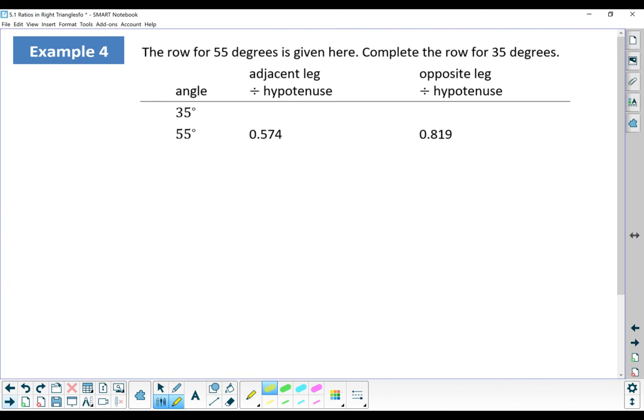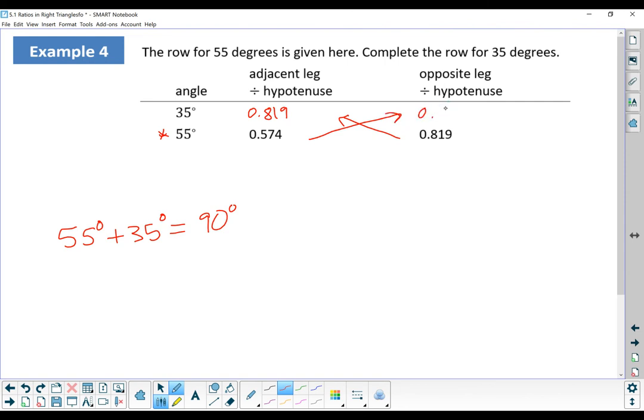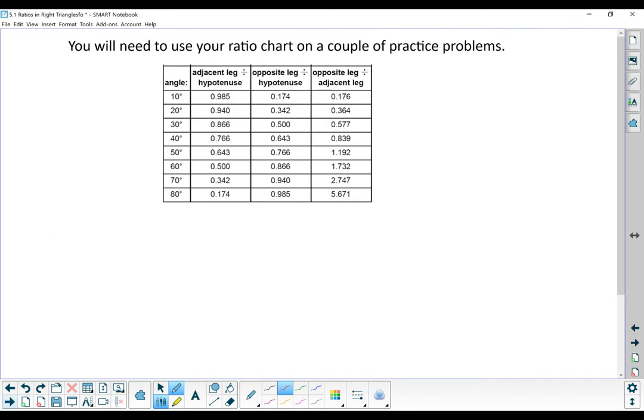Okay, so if I gave you the row for 55 degrees, since 55 plus 35 is equal to 90, I could also use that information on that 55-degree row to answer the ratios about the 35-degree angle. So this adjacent over hypotenuse ratio for 35 degrees must be 0.819, and the opposite divided by hypotenuse ratio must be 0.574. As you're doing some practice problems, you'll be using this chart. Let me know if you have questions. Thank you.